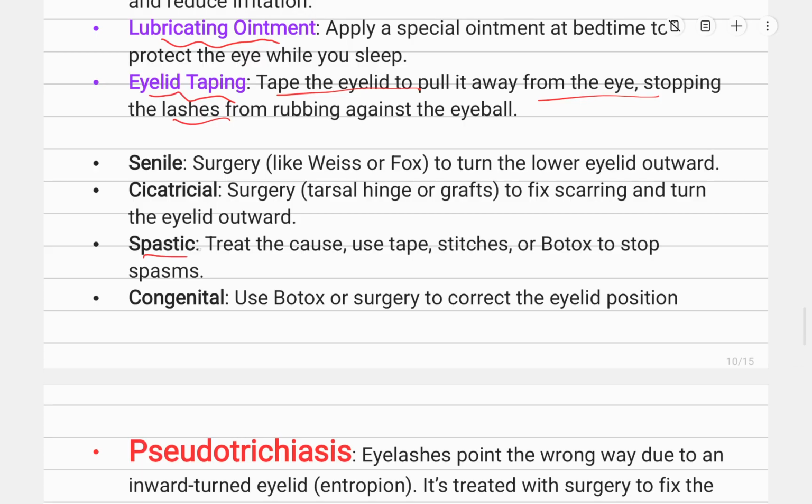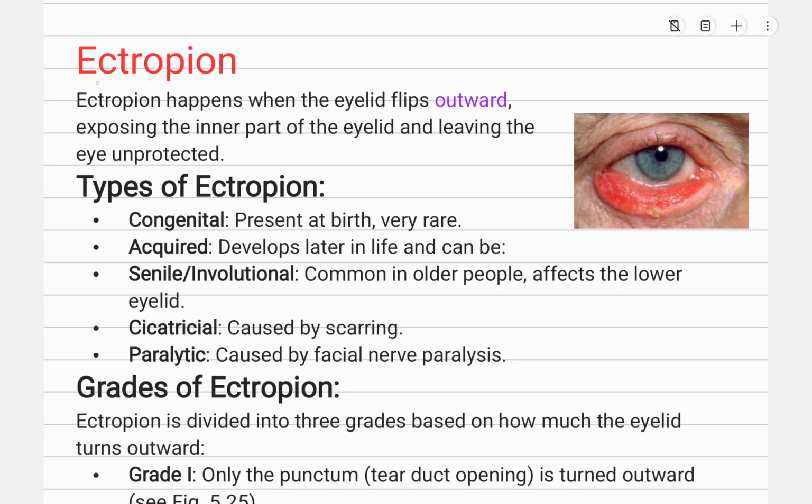Then these are spastic, congenital. In the case of whenever you can use injection, Botox injection. We can go for surgery. Okay. The other is ectropion.